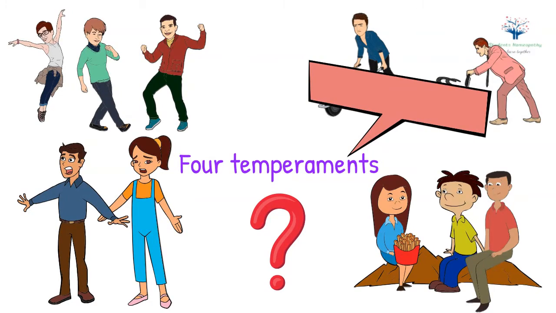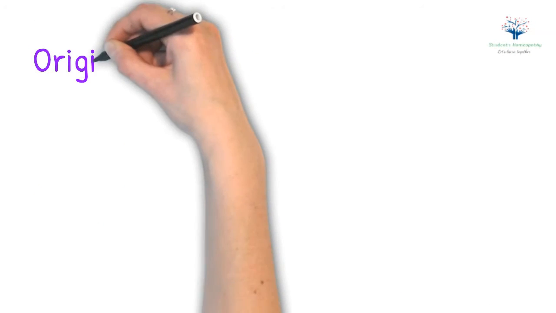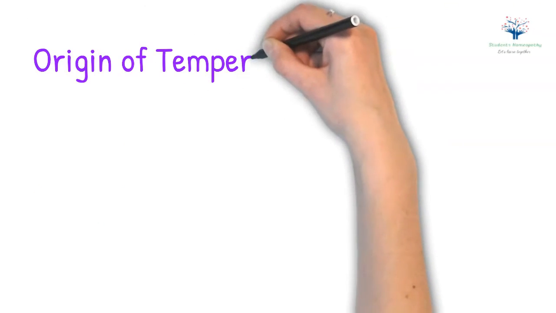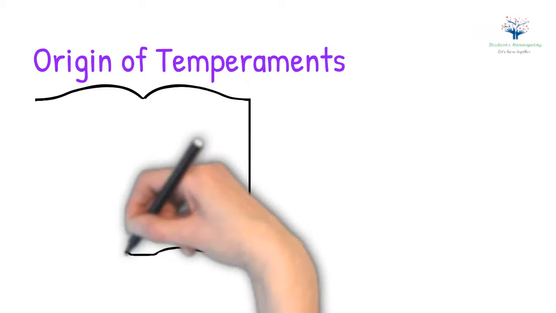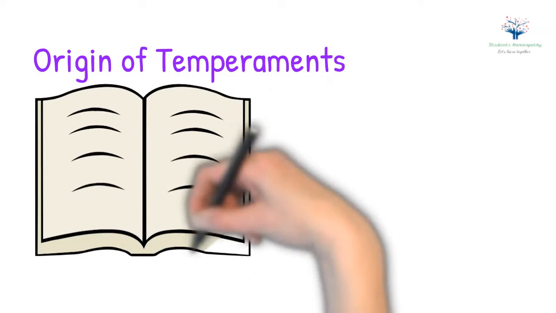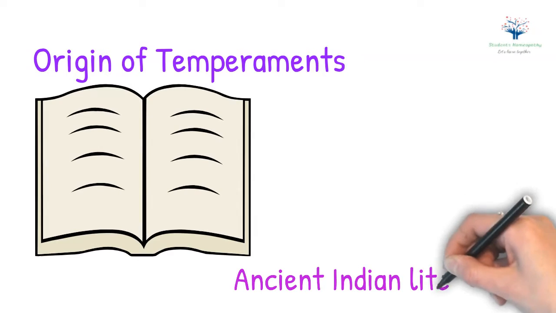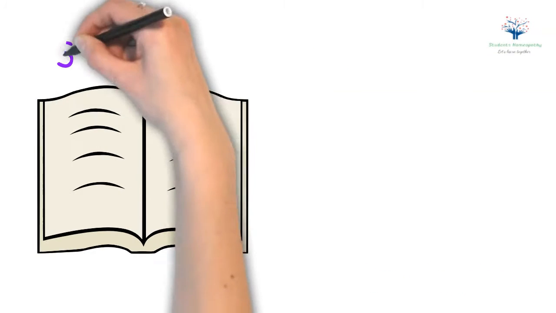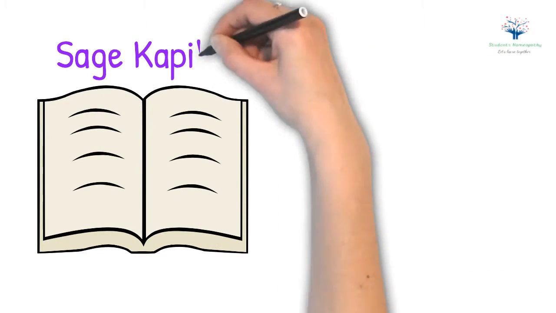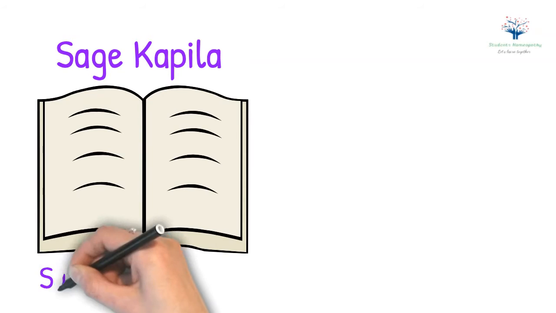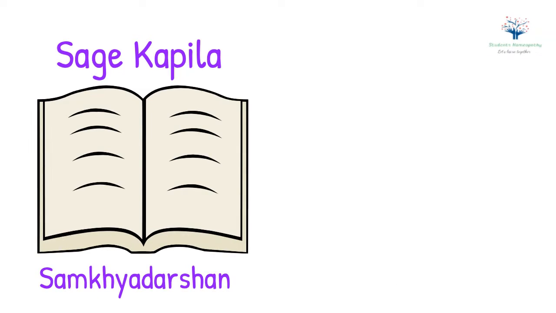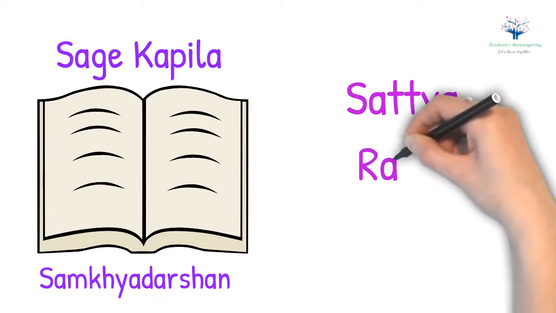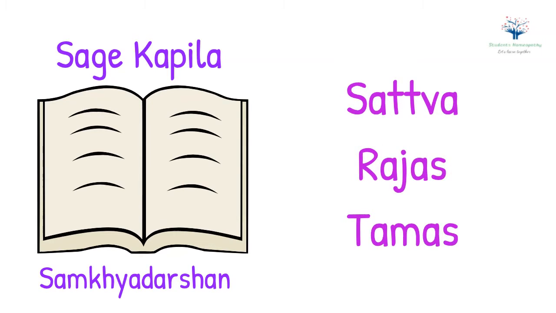So, let's start from the origin of temperaments. To get to the probable origin of temperaments, let's dive down to the ancient Indian literature. Sage Kapil, the founder of the Sankhya school of thought, described 3 fundamental qualities of human consciousness, or 3 gunas, in his epic work of Sankhya Darshan. These gunas or characters are Sattva, Rajas and Tamas.